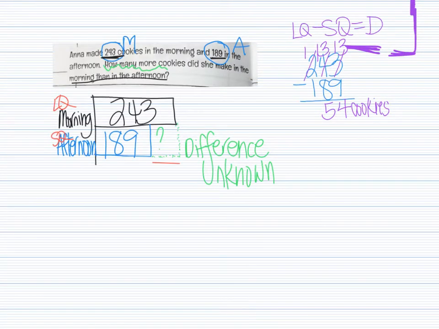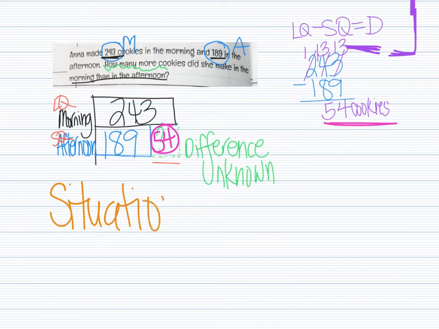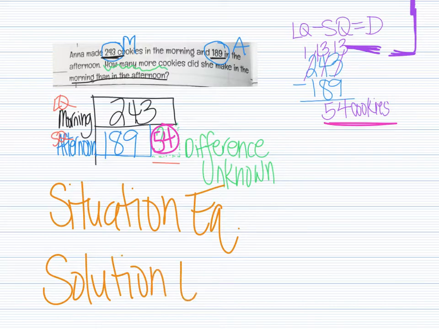So now that I know that 54 cookies was my difference, I can come back in here and write 54 in the difference unknown box, because now I figured out my difference. Okay, now in every word problem structure, remember there's always two equations. We have our situation equation and our solution equation. Now, our solution equation is simple because it's how we actually solved our problem.